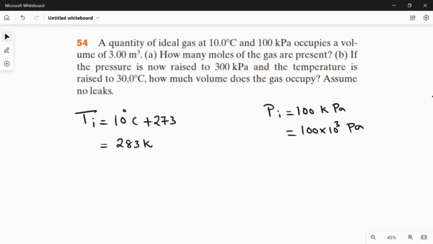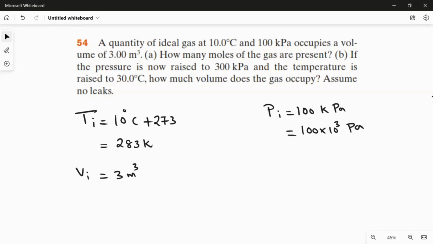And also they mentioned the initial volume. What is the initial volume here? The initial volume they mentioned here as Vi, which takes the value of 3 meter cube. So in the first part we are going to find the number of moles, but anyhow we will write the remaining information.